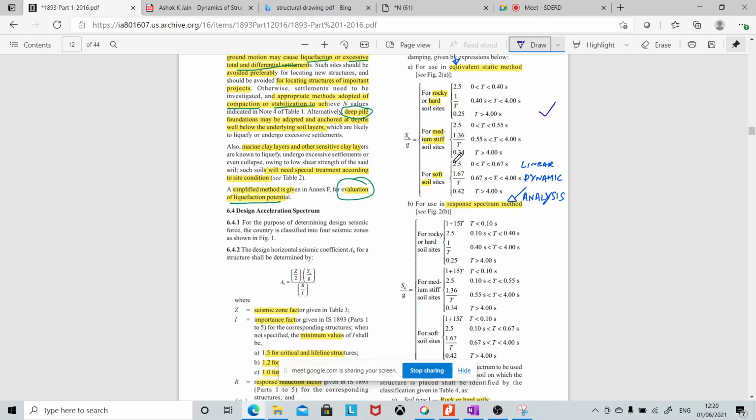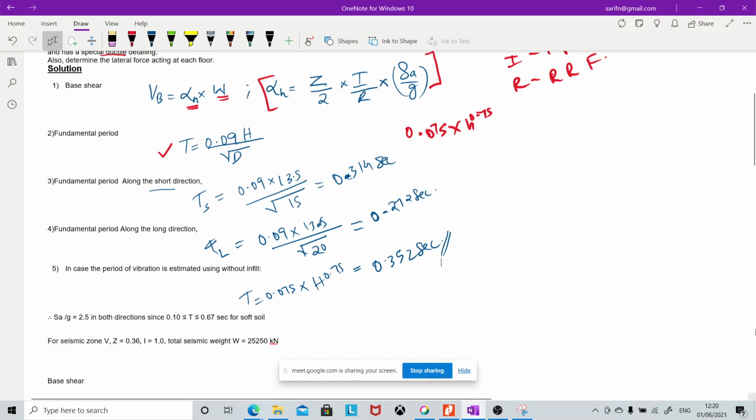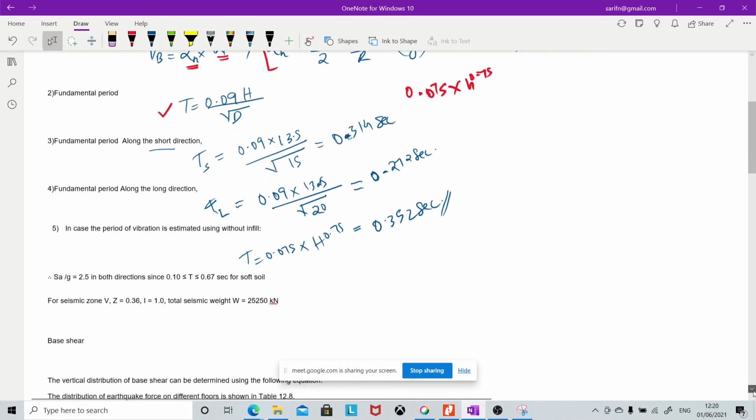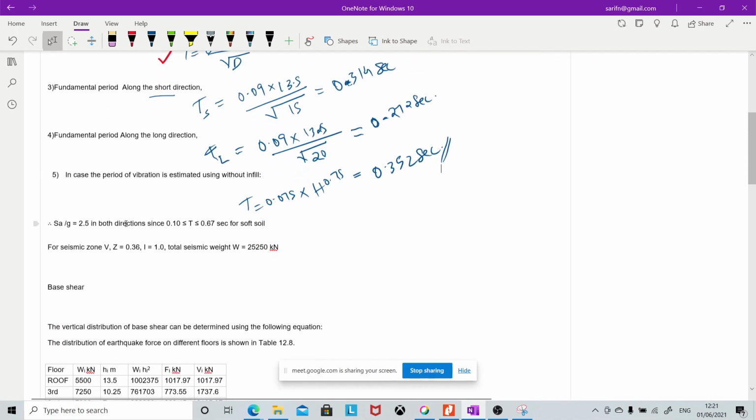When you are having different time period values, sometimes one may fall here, another may fall there. What you have to do is take the largest SA by G value for all the time periods. Of all the time periods, whichever gives the largest SA by G value, take that. Is that clear? Yes. So here we will be using the SA by G value of 2.5 in both the directions for soft soil.